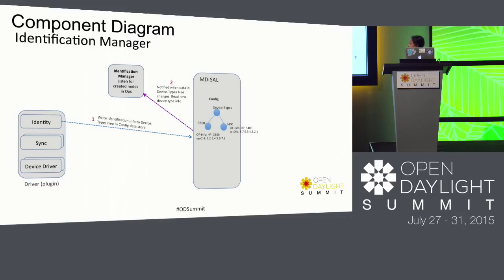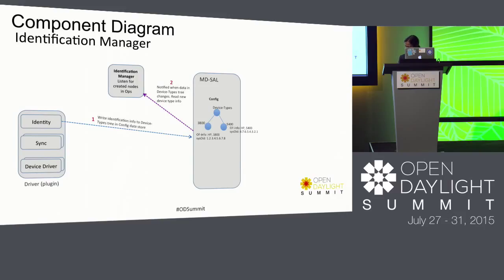And then when a node gets connected to the controller, an inventory node gets created. We will see that in the next picture. When the inventory node gets created, the identification manager, which is listening for create node, will get notified. As soon as it gets notified, it will try to match the OpenFlow information which is already there in a different data store, added by this plugin, with the OpenFlow information that is created and added by the OpenFlow plugin module. If it matches, then the device gets identified.